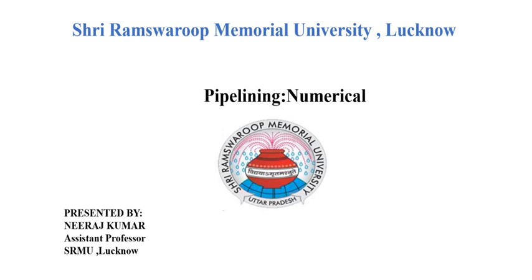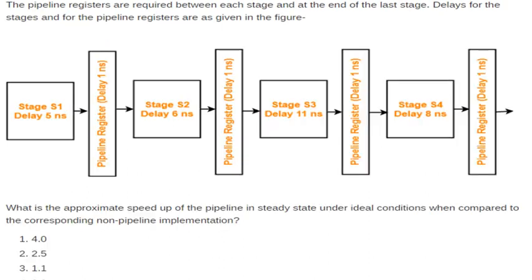We will be discussing numericals for this topic. So we will dig deeper into the concepts of pipelining. So let's discuss this numerical. In this numerical, we are told that we are having an instruction pipeline with four stages: S1, S2, S3, and S4. So these are the stages of the instruction pipeline.